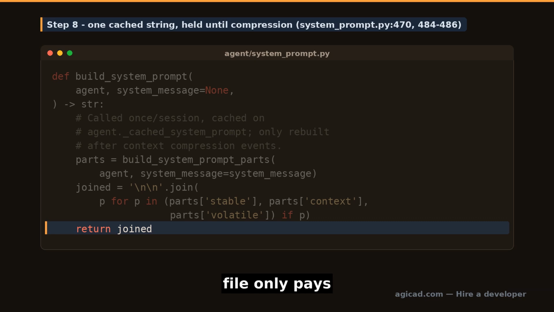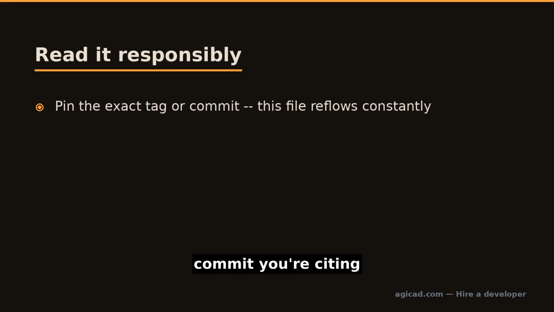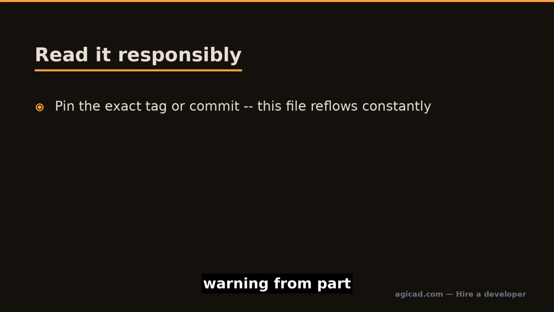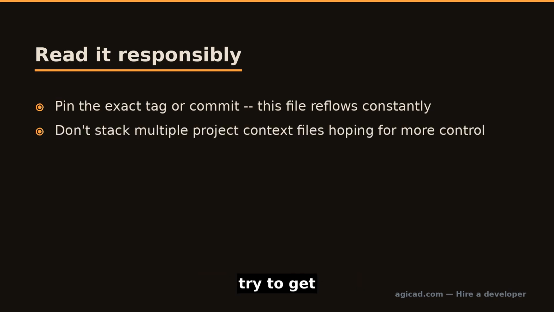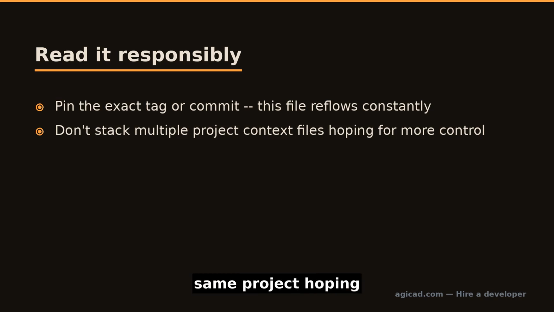A few notes before you build on this pattern yourself. Pin the exact tag or commit you're citing; the same warning from part 2 applies here. This codebase moves fast and line numbers drift. Don't try to get more control by stacking an agents file and a Claude file and a cursor rules file in the same project hoping they'll combine. Only one wins, by design.